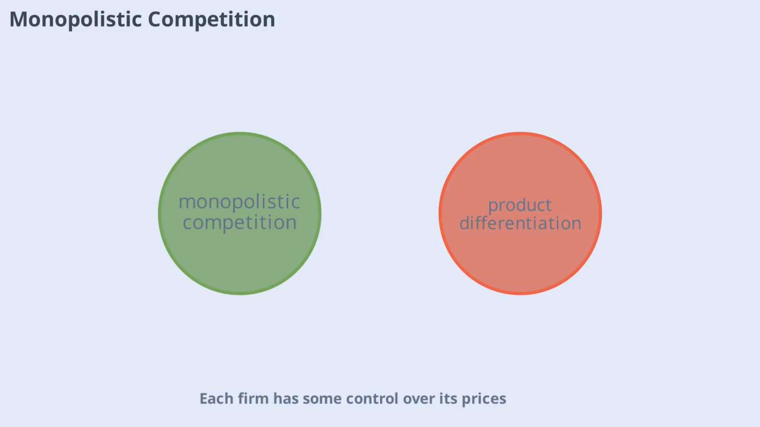Monopolistic competition is a market structure where many firms sell similar but not identical products. Each firm has some control over its prices because of product differentiation. Think of brands in clothing, restaurants, or electronics. This structure combines elements of both competition and monopoly, leading to a wide variety of choices for consumers. It's a common market structure in the real world.